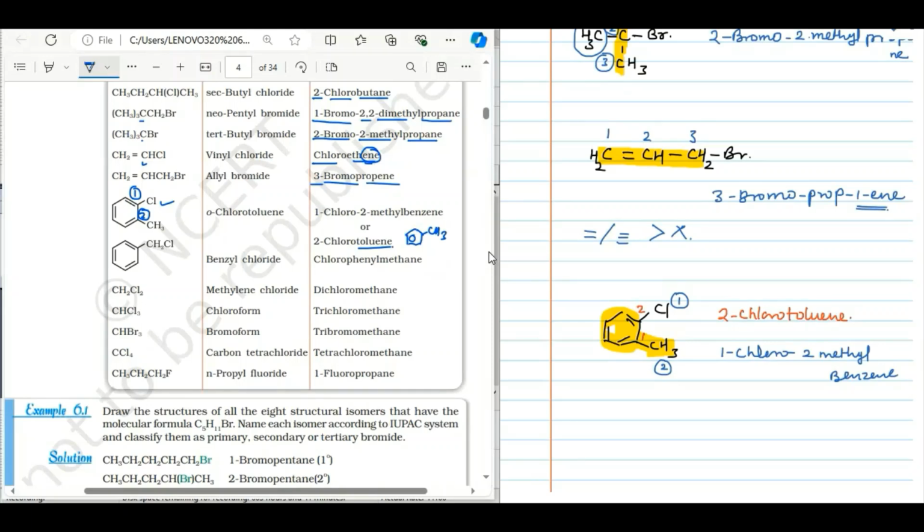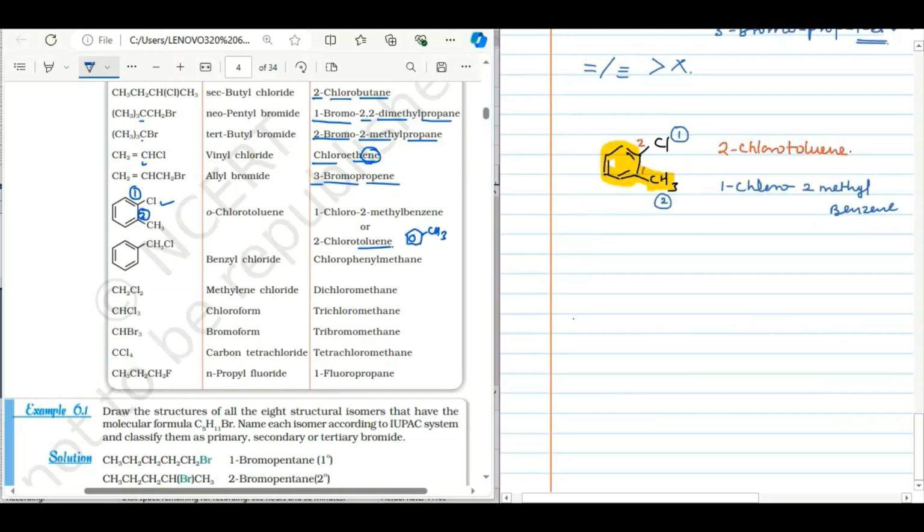Now come to the second example. Here this is benzene. CH2 is bonded to the benzene ring and Cl is bonded to that CH2. This is your benzyl chloride. So let's draw the structure. This is the benzene ring where alternate single and double bonds are there. It is bonded to CH2 and then it is bonded to Cl.